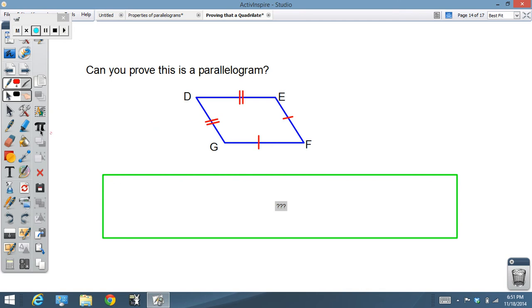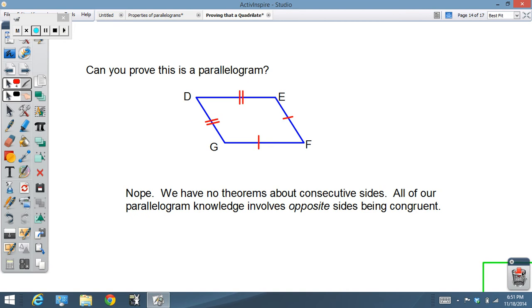Can we prove this one's a parallelogram? Pause. Answer coming. Nope. We got nothing that tells us about consecutive sides being congruent, only opposite sides. None of our theorems involve consecutive sides, only opposite sides.